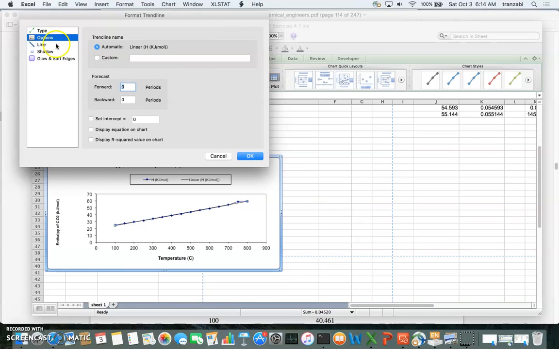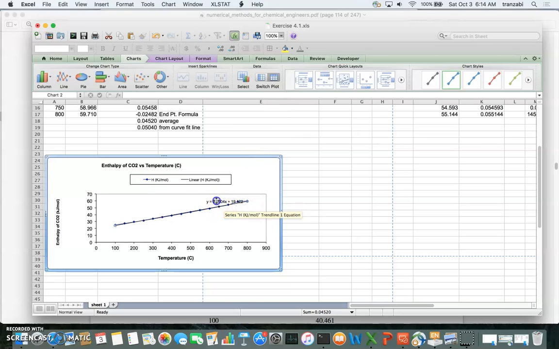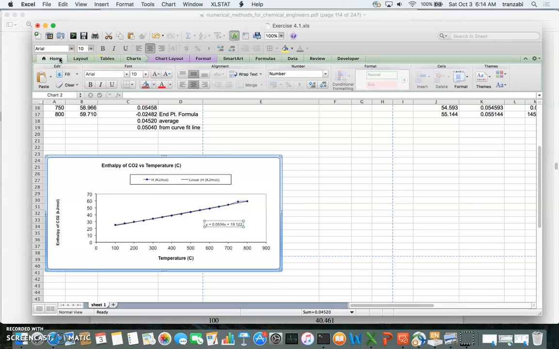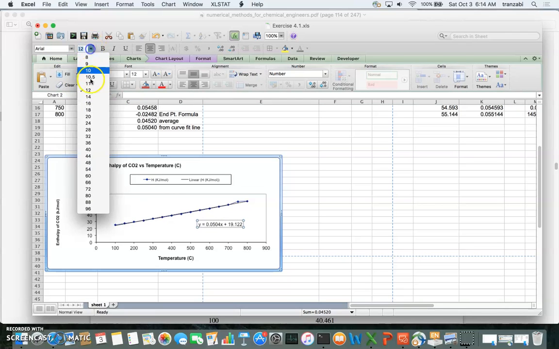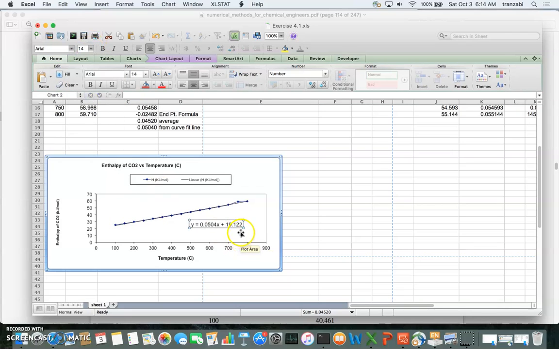Here you click on options, and then we say show or display equation on chart. You're just going to click that and OK. Then you see that the equation shows up here, and if it's small, you can go to home and increase the font to maybe 12 or 14. All right, so this is the slope.